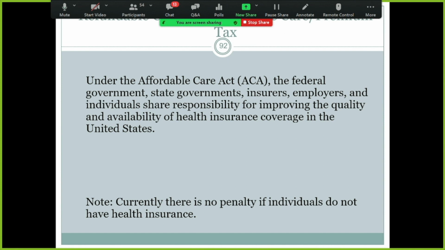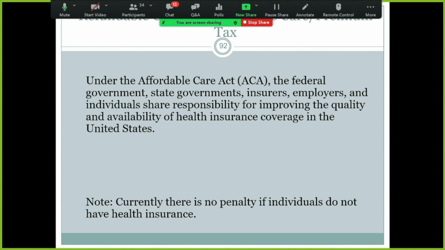So we want to talk about the Affordable Care premium tax credit. Under the Affordable Care Act, the federal government, state governments, insurers, employers, and individuals share responsibility for improving the quality and availability of health insurance coverage in the U.S. This is going back to that marketplace insurance.